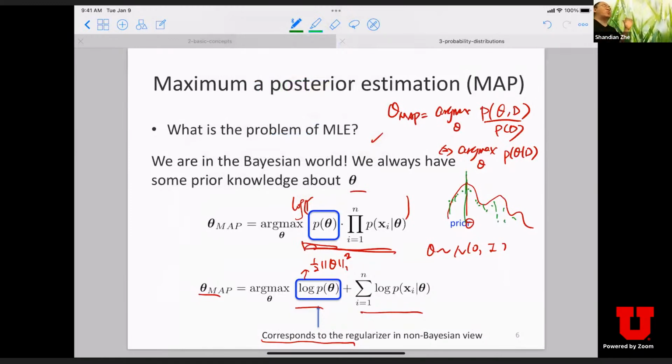From the probabilistic perspective, that's what we're seeking. Good question. Any other question? Okay, great.